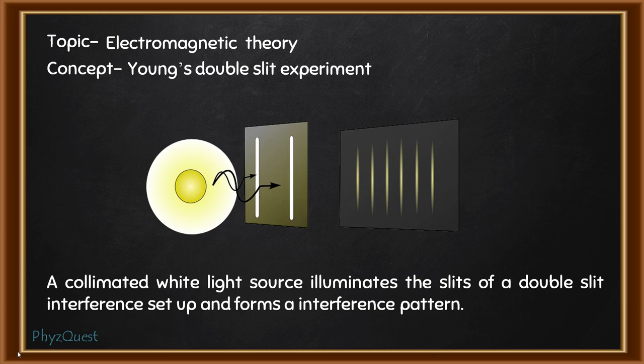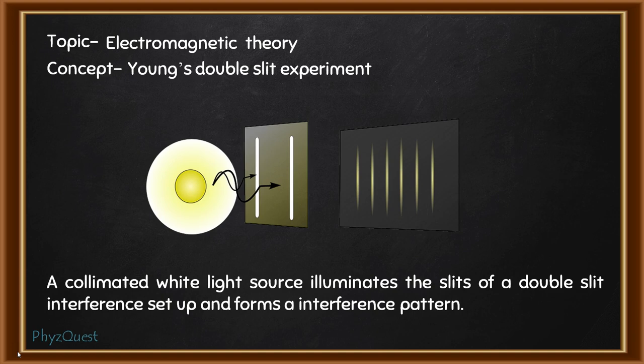Now the thing is, when we use white light, you know that white light consists of waves of innumerable wavelengths starting from violet to red. So when a simple white light source illuminates both the slits, in this scenario the waves of each wavelength form their separate interference pattern, and the resultant effect of all the patterns is observed on the screen.